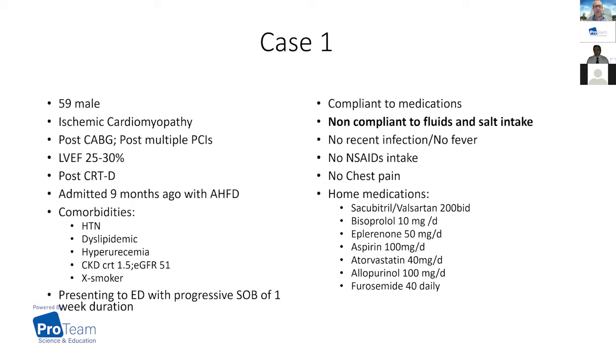He presented this time to the emergency room with progressive shortness of breath of 1 week duration. He reports compliance to medications, but he is not compliant to fluid and salt intake. No recent infection or fever reported, no non-steroidal intake, no chest pain. He is on a good regimen of medications: sacubitril-valsartan 200 twice daily, bisoprolol 10 milligram per day, eplerenone 50 per day, aspirin, atorvastatin, and furosemide 40 milligram daily.